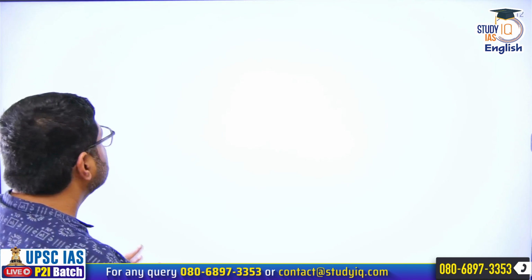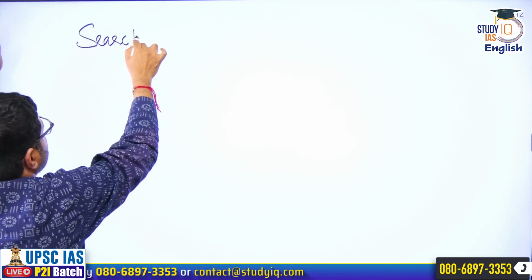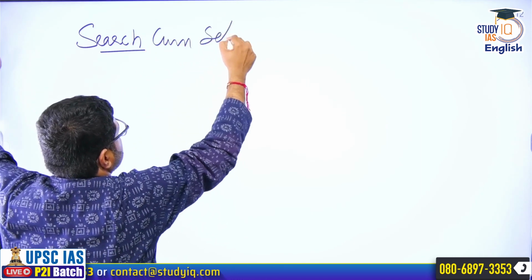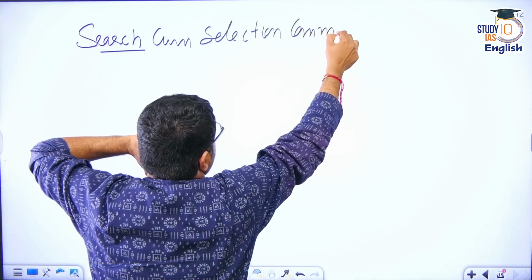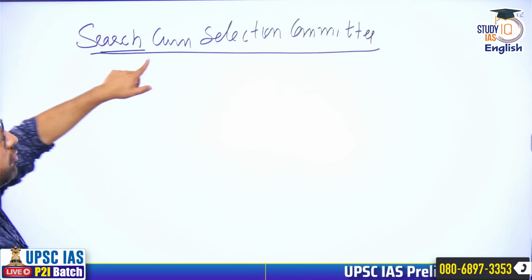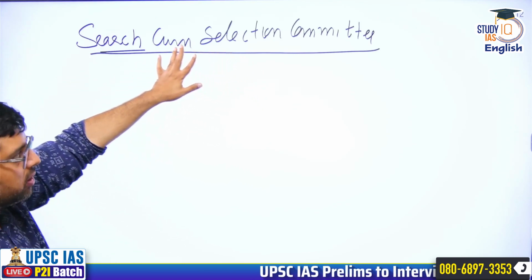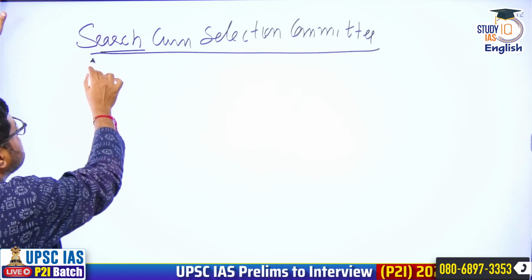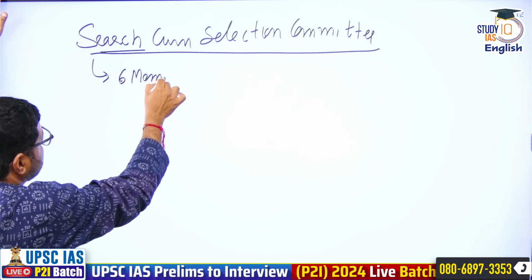moving further. Now it is very important to know that who are part of search cum selection committee. Now this is also important. Now this information you will not find in any book. Okay, I am sure about it. Now when I am saying it is not found in any book, so what does it mean? So you have to remember here only. So in search cum selection committee also there are 6 members.